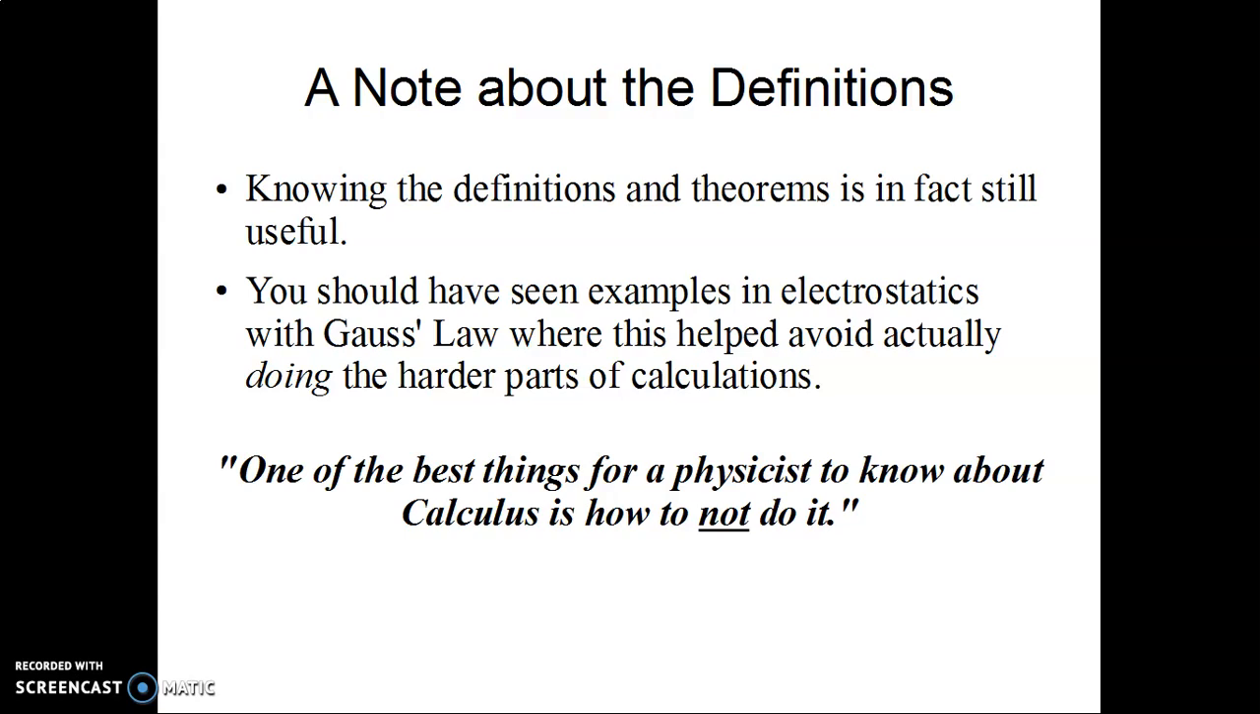I'll probably say that several times in the semester, and I'll give you very specific examples, particularly with Gauss's law, as we go through the semester of what I mean by that. But it has to do with really understanding the definitions of derivatives and integrals.